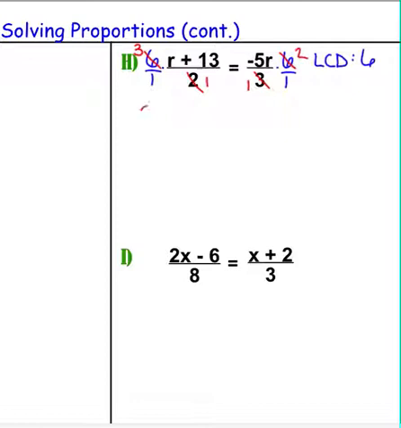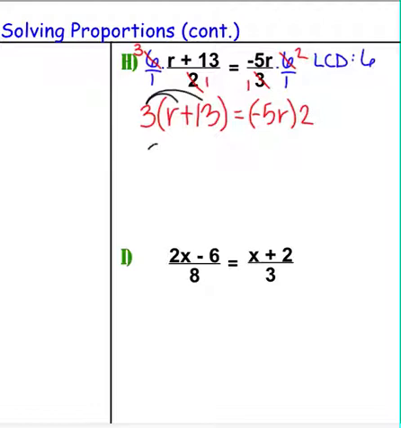On the left-hand side, we have 3 times the quantity (r plus 13). And on the right-hand side, we've got negative 5r times 2. So when we simplify, we're going to bomb out the 3, giving me 3 times r, which is 3r, 3 times 13, which is 39. And then 2 times negative 5 is negative 10r. So it would imply that we would want to move that negative 10r, because then it'll become positive. However, then we create 0 on the other side.